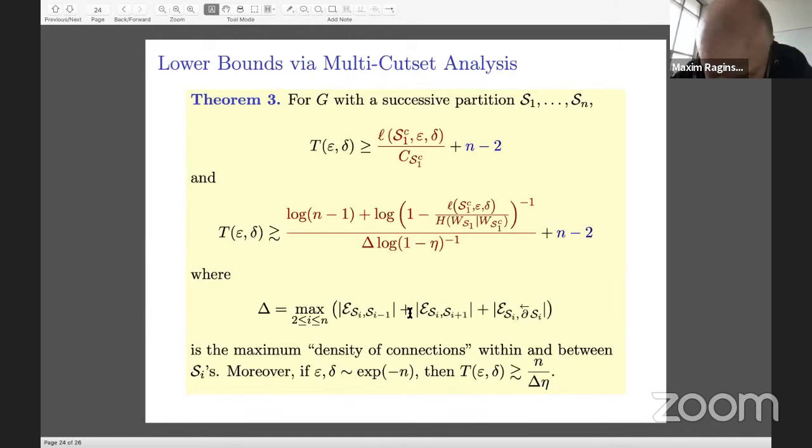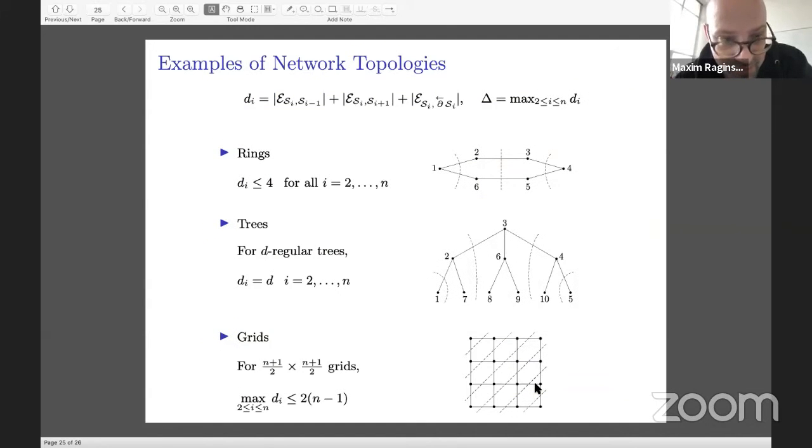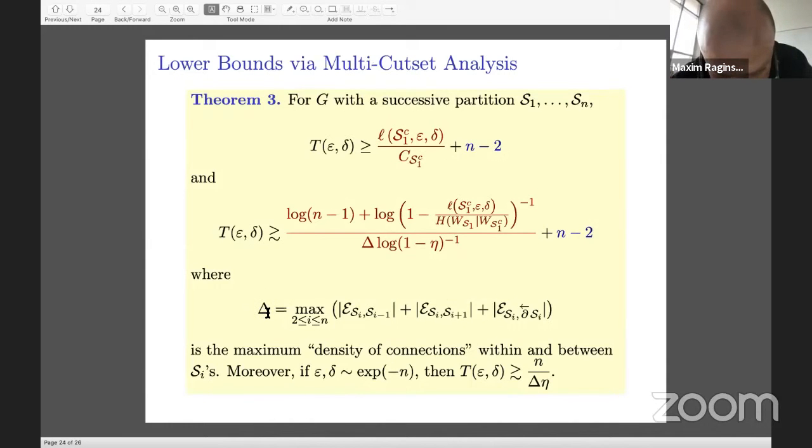Right, and then the nice thing is that if we insist on both epsilon and delta exponentially decaying in the number of nodes, then the communication time is going to be lower bounded by n, which is essentially the diameter, divided by delta. So the denser the connections are, the less time you would need, and divided by eta. So the noisier the channels, the more time you would need. And the idea is that really everything hinges on this maximum density of connections, and you can compute it for various topologies.